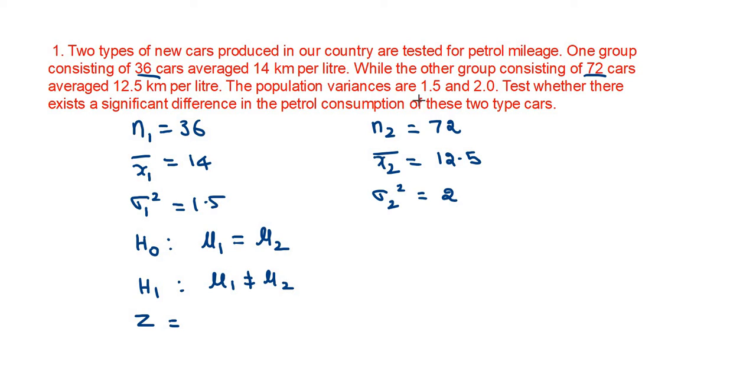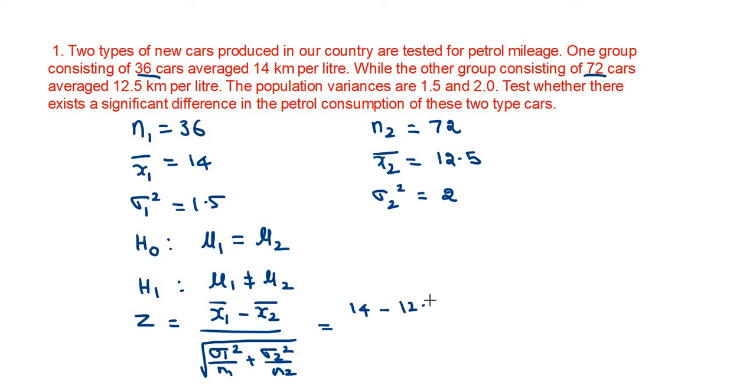Here we know the values of sigma 1 square and sigma 2 square. So the formula is x1 bar minus x2 bar by root of sigma 1 square by n1 plus sigma 2 square by n2. So this is equal to x1 bar 14 minus x2 bar 12.5 by root of sigma 1 square, which is 1.5, by n1, which is 36, plus sigma 2 square, which is 2, by n2, which is 72.